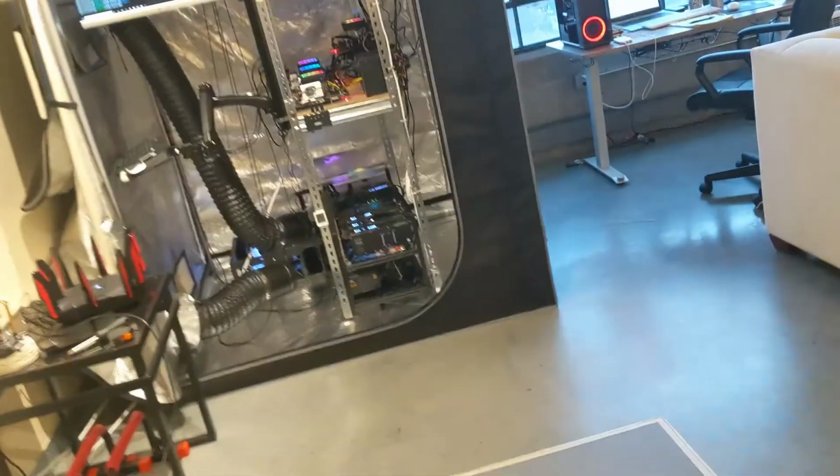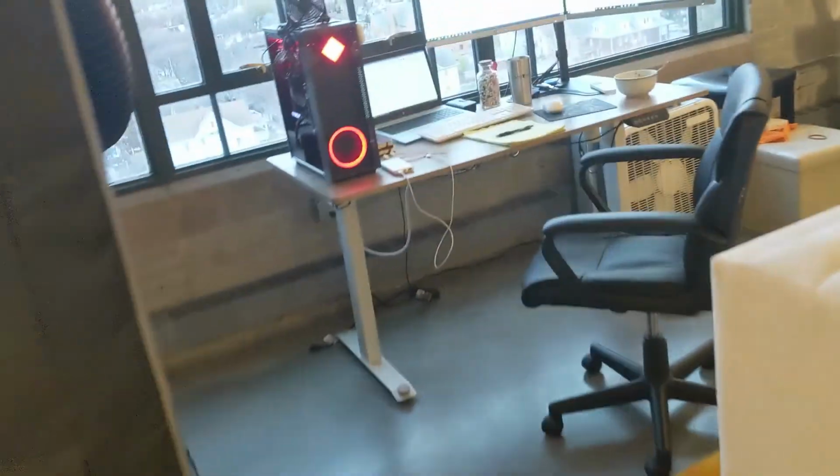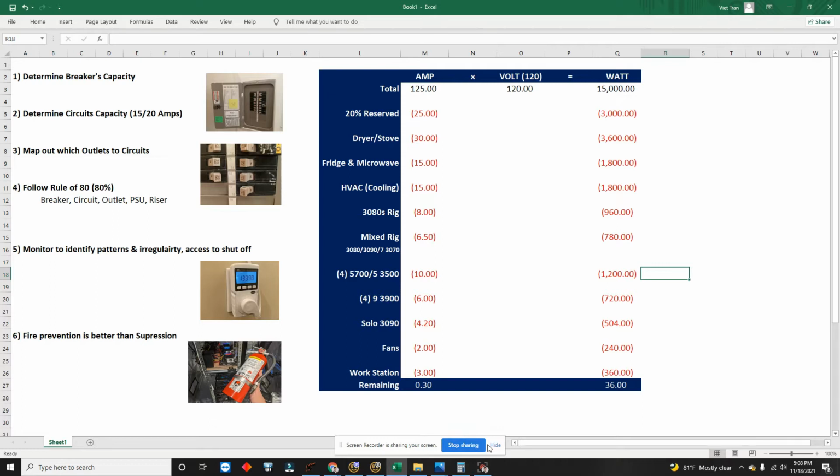All right, so what I'm gonna do next is go calculate it out on my computer, and I'm gonna show you guys what the numbers look like. Let's go. All right guys, let's go through the numbers.